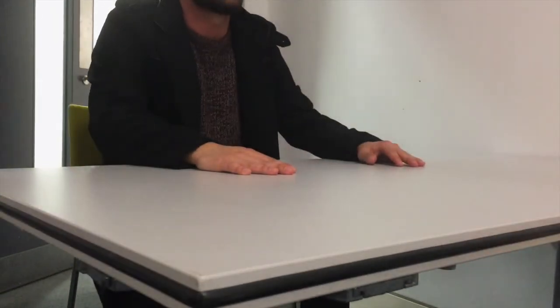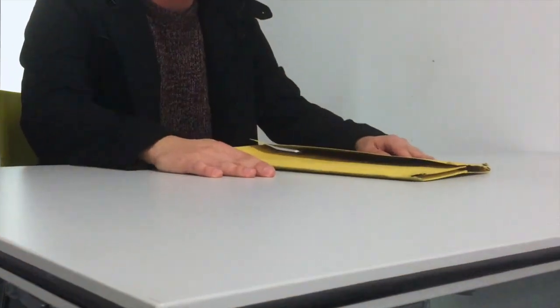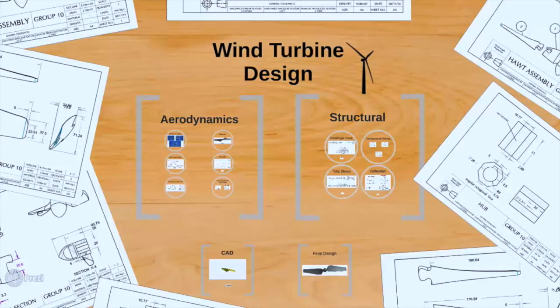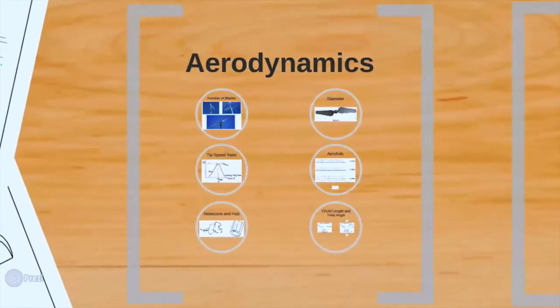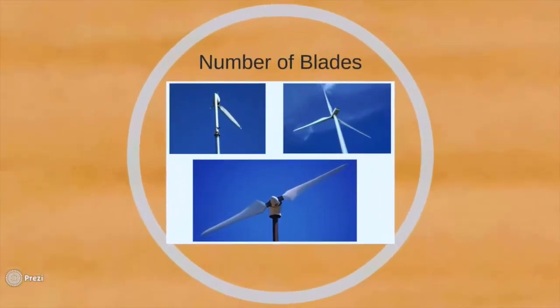Tell me about your design. The design was divided into 2 major sections, aerodynamics and structural analysis. The primary objective of the aerodynamic design is to optimize the power output of the wind turbine while keeping the weight to a minimum. The first consideration is the number of blades. Ideally, a maximum of 3 blades should be used for higher power output.